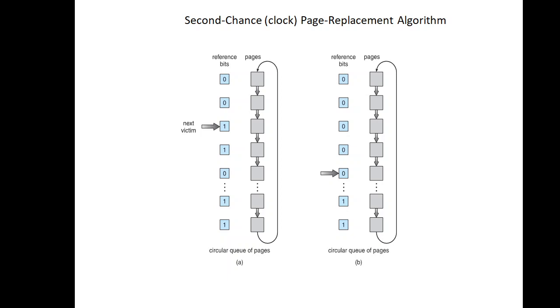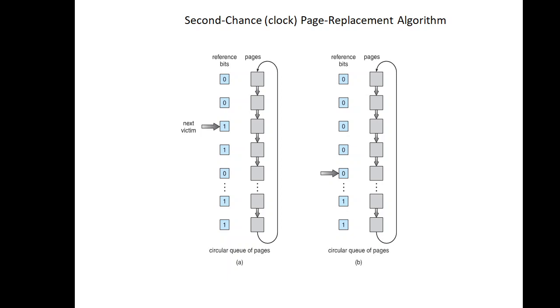We can also notice that in the worst case, when all the bits are set, the pointer cycles through the whole queue, giving each page a second chance. It clears all the reference bits before selecting the next page for replacement. So the second chance algorithm degenerates to FIFO replacement when all bits are set.